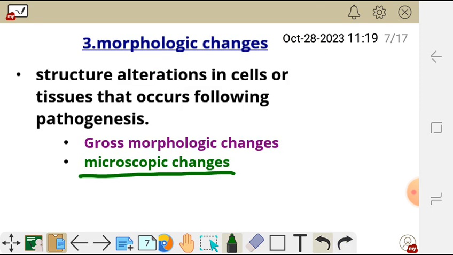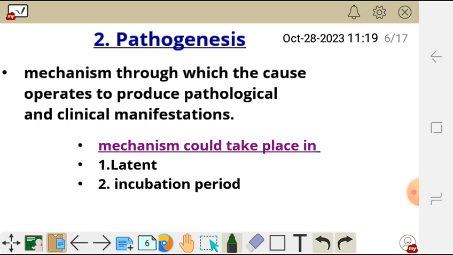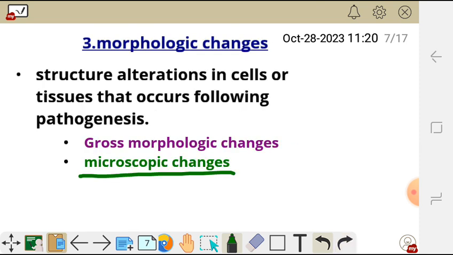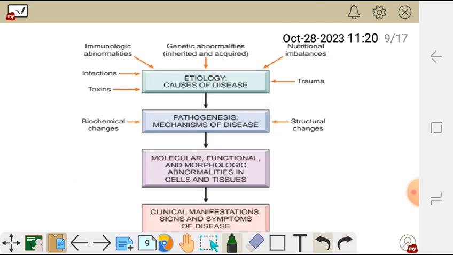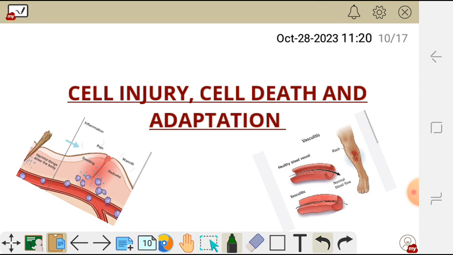We have etiology, and then we have pathogenesis, morphologic changes, which are of two types: gross morphology and microscopic morphologic change. And then the last one is the functional derangement or clinical significance, which are the signs and symptoms now the disease has developed. Okay, then let's also look at the next part, which is cell injury, cell death, and adaptation.